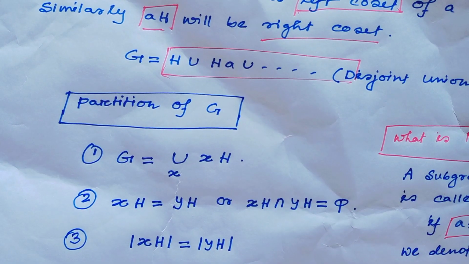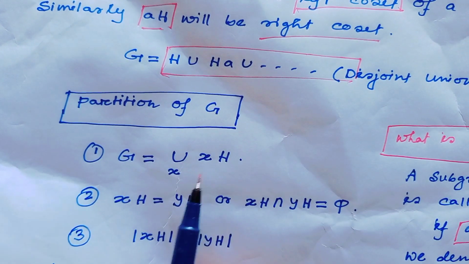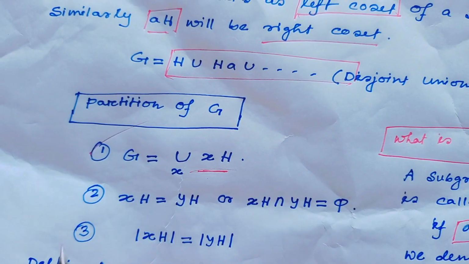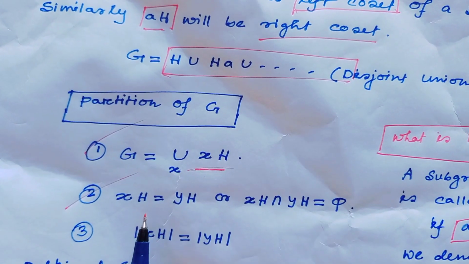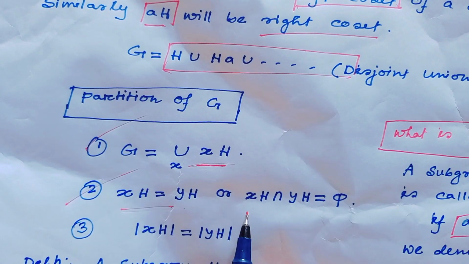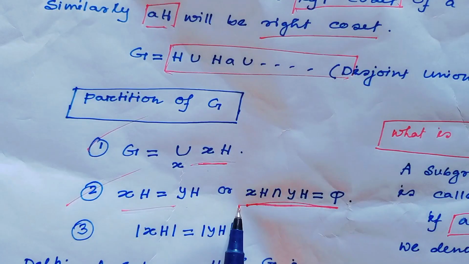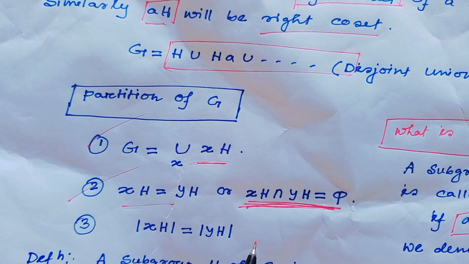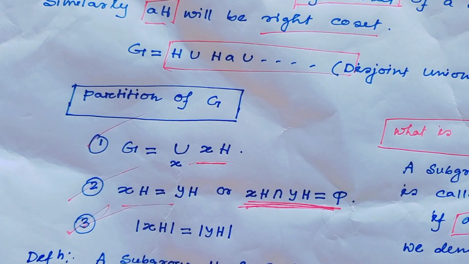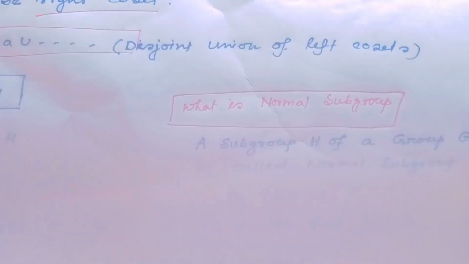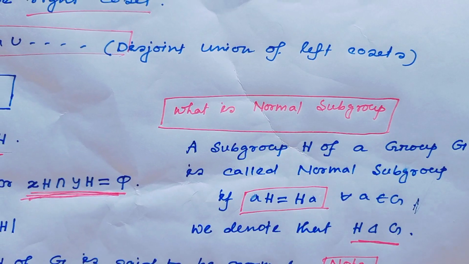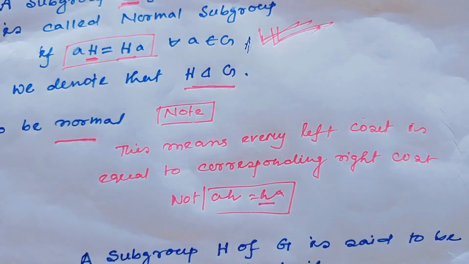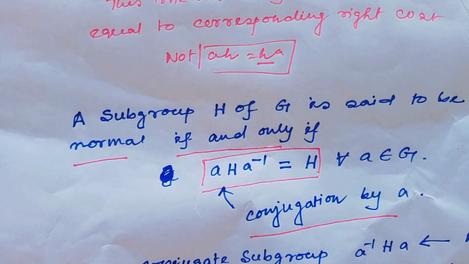Then we denote H is a normal subgroup of G. These disjoint left cosets partition the whole group G. G is equal to the union of disjoint left cosets. Second, either these left cosets are equal or their intersection is empty, and the cardinality of a left coset and a right coset are always equal. And when two cosets are equal, then this is called a normal subgroup. This does not always imply aH is equal to Ha. From this idea, we can define another definition of normal subgroup.